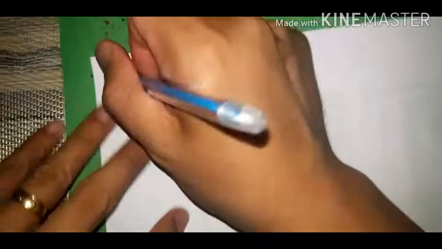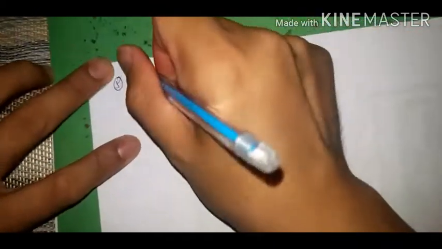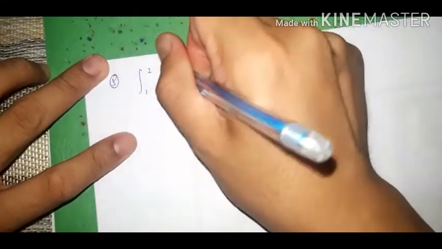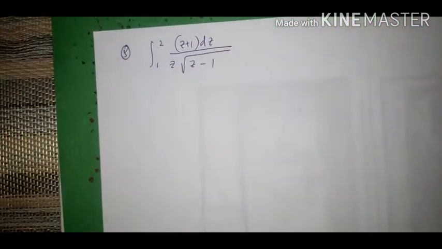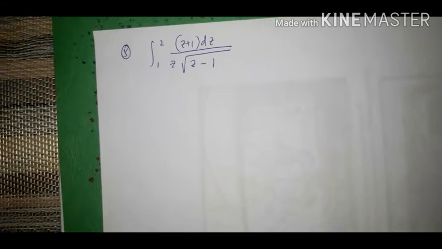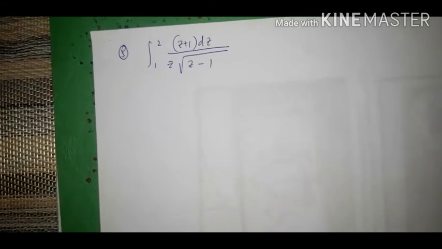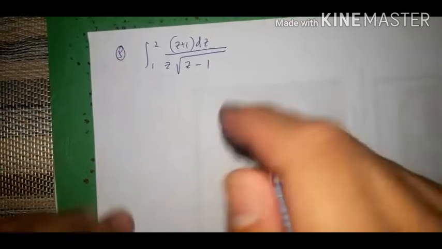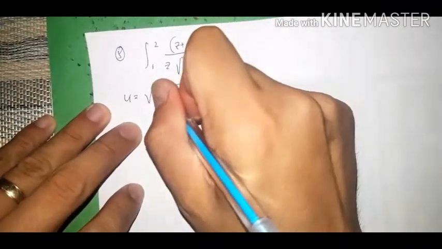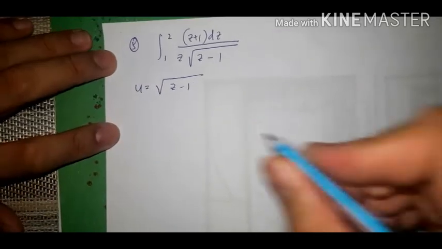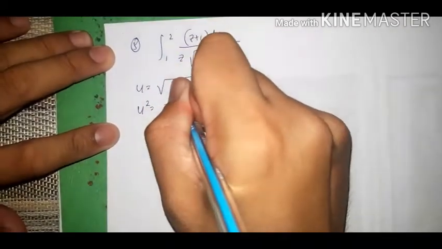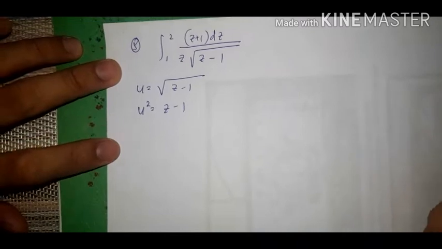Let's try one more. So example number 5. I have here integral from 1 to 2 of z plus 1 dz over z square root of z minus 1. So again, meron ako ritong square root of z minus 1. So since yan yung may radical, pwede ko siyang gawing u as square root of z minus 1. So if u is square root of z minus 1, your u square is equal to z minus 1. So again, to eliminate the radical.